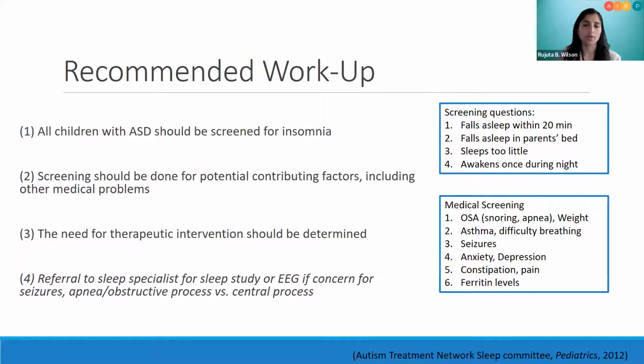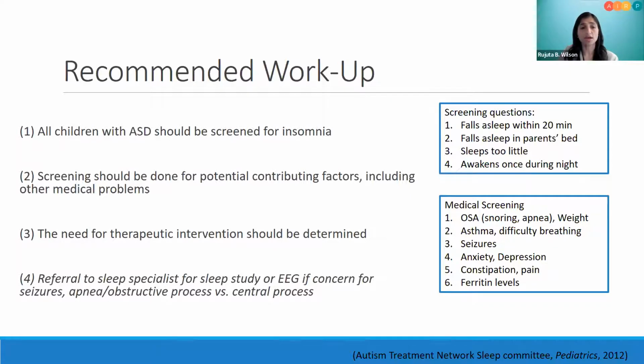Aside from going over this, we do have other measures such as the Children's Sleep Habits Questionnaire. And I do like some of those questionnaires, but I like to refer to this slide and some of these basic questions because, again, it's fairly quick and easy to implement, often in the primary care setting. So in general, the recommended parameter or workup is that all children with autism should be screened for insomnia or sleep difficulties. Screening should be done for potential contributing factors, including other medical problems. The need for therapeutic intervention should be determined, which we'll discuss.